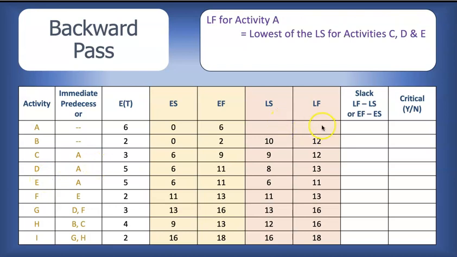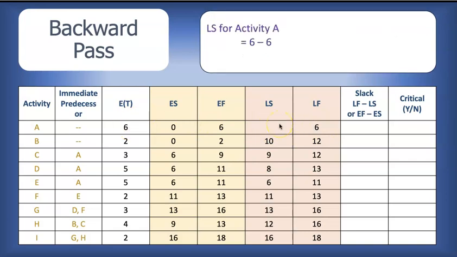Right, so the latest finish time for activity A, we're looking at the lowest of the start times for these 3 activities. So it's the lowest of 9, 8, and 6. So since activity E must start by 6, that's the earliest one. Right, that's the smallest time, the lowest time. Activity A must end in time to pass the baton to activity E at week 6. So activity A must end by the latest week 6, which means it needs to start by 6 minus the expected time. 6 minus 6, 0. And that's our backward pass.